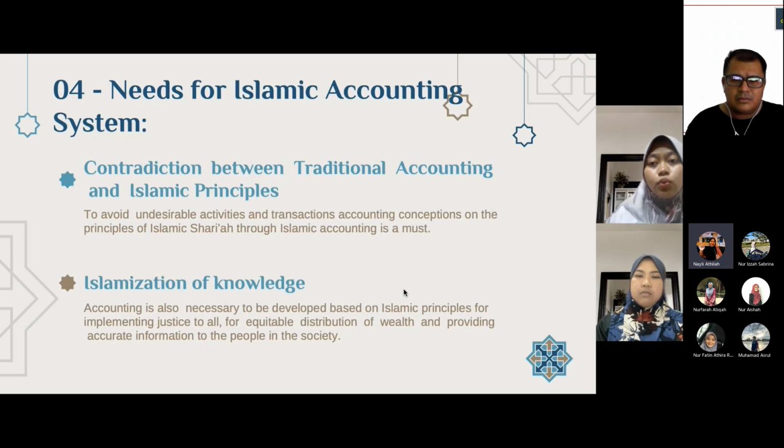Accounting juga sebenarnya perlu untuk di-develop based on Islamic principles so that dia boleh wujudkan keadilan untuk semua pihak dari segi penagihan harta secara adil dan dapat menyediakan maklumat yang accurate juga kepada masyarakat ataupun pengguna Islamic accounting ni.